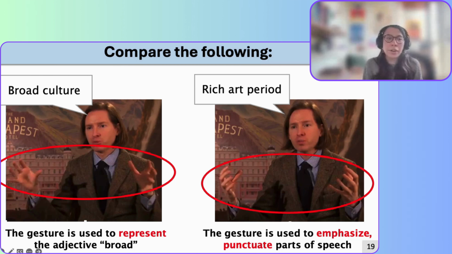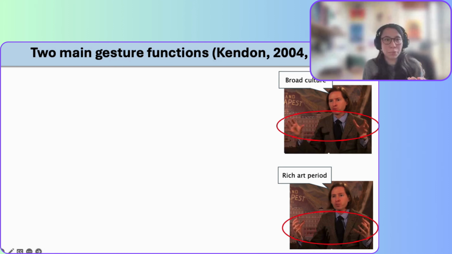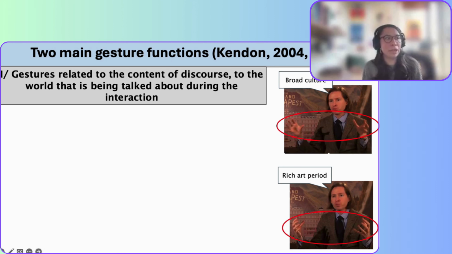And so one figure, let's say in gesture studies, Adam Kendon, also known as the father of gesture, has done extensive work on gestures. He initially distinguished between two main classes of gestures based on their function. The first type is gestures related to the content of discourse, to what is being talked about. There is a strong relationship between speech content and gesture, or no speech, because sometimes speech is missing, but you would express this content with the gesture.